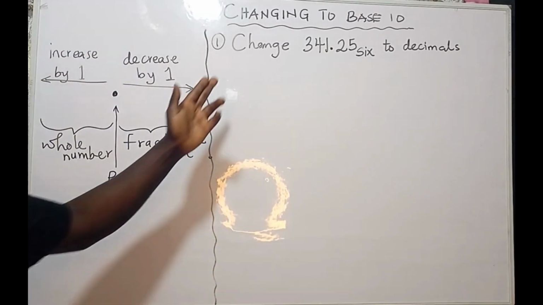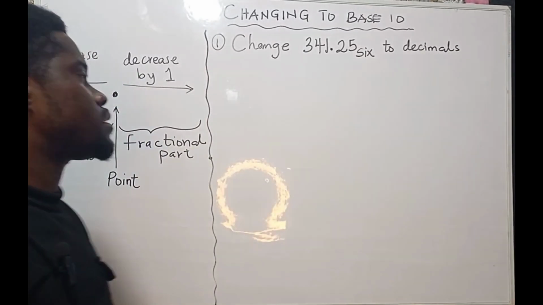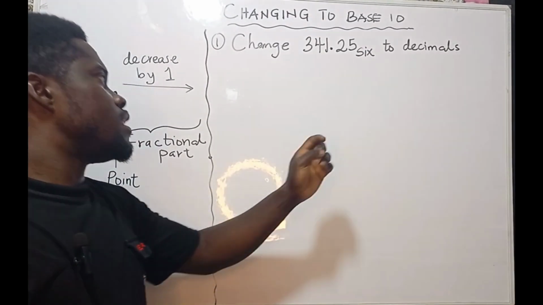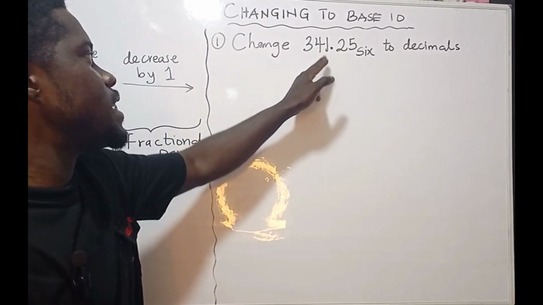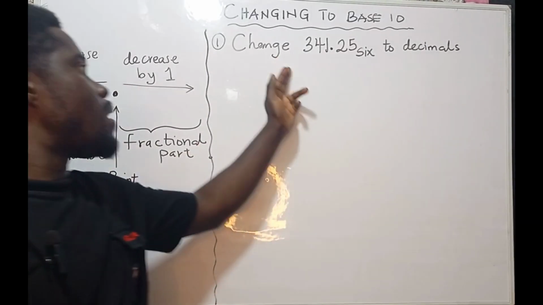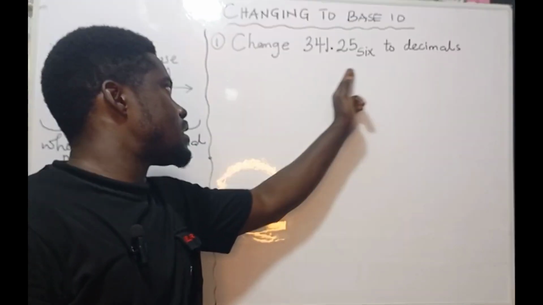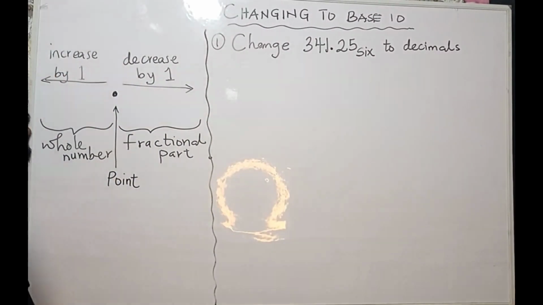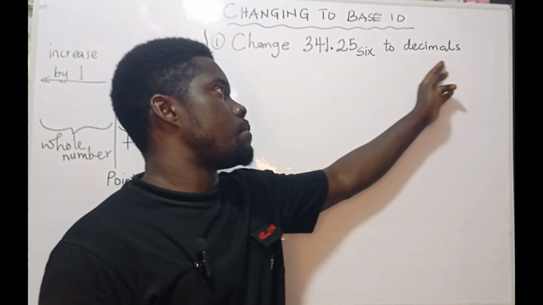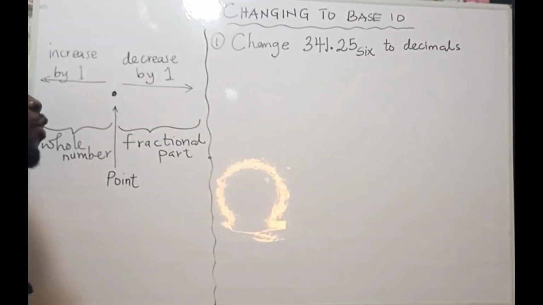Many a time, whenever students are posed with questions like this, they tend to get confused as to why this is being changed to a decimal, because this is already in a decimal form. The answer is no. For the fact that there is a point here doesn't make this number a decimal number. For your information, decimal is a term that is used only in the base 10 system. So it is only in base 10 that you will hear the term decimals.